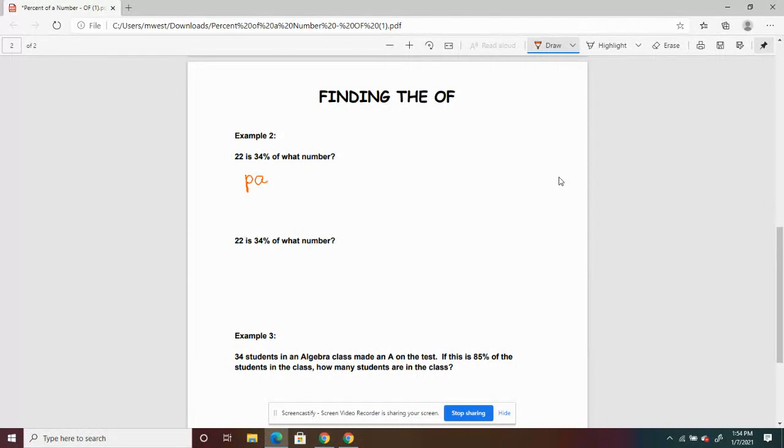22 is 34% of what number? We've got the part over the whole, or the is over the of, equals the percent over 100. Remember, is associated with part, and of is associated with whole. So we have 22 is, so 22 would go into the is spot. You have that percent sign, so that tells you 34 goes here. And then of what number? You don't know what the of is. That's what we're looking for.